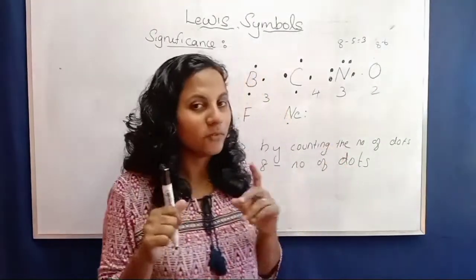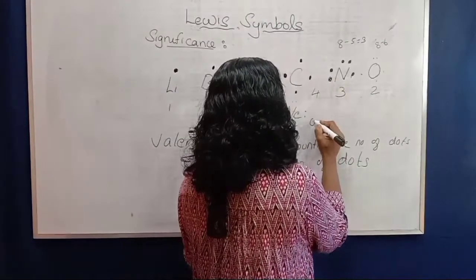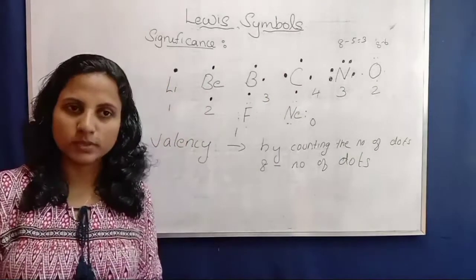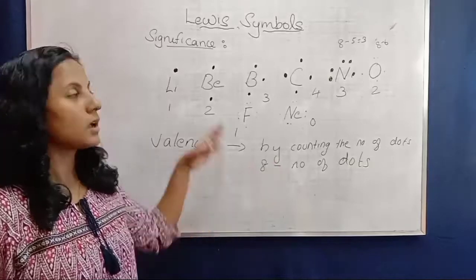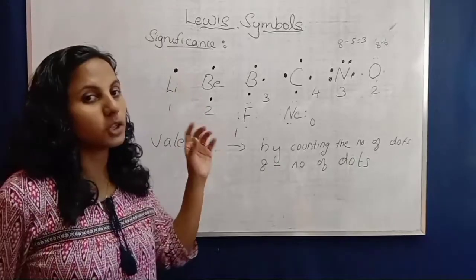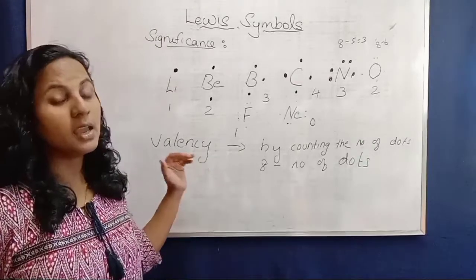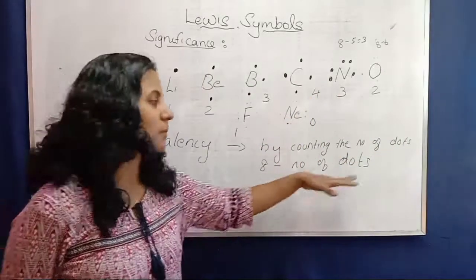I know everyone has guessed it. The valency of neon is 0. Okay, this is the significance of Lewis symbol. Everyone understood? By counting or knowing the dots, we can calculate the valency. Valency will be either the number of dots or n minus number of dots.